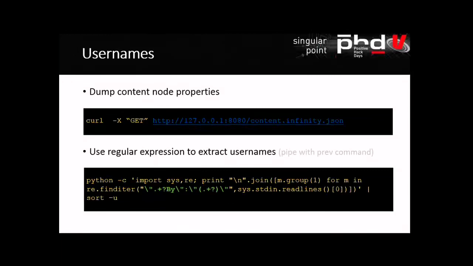How to extract usernames. We can use JSON Core Builder. If it's not available, we can dump elements of content and use a Python script to extract usernames.